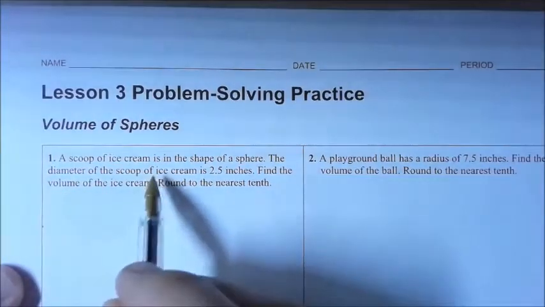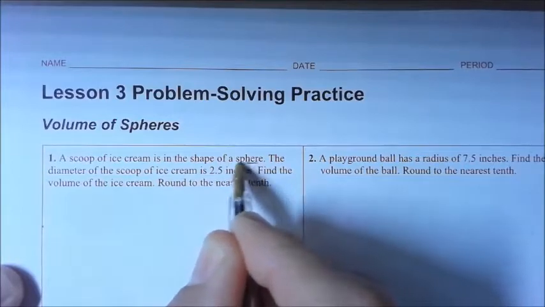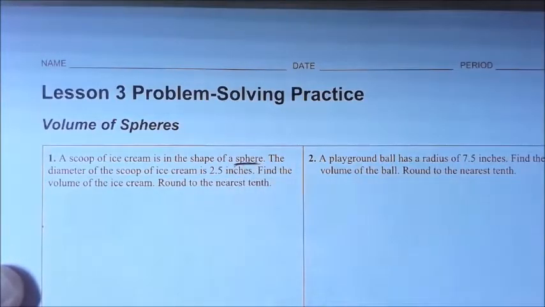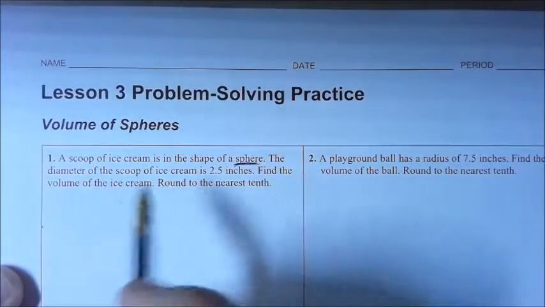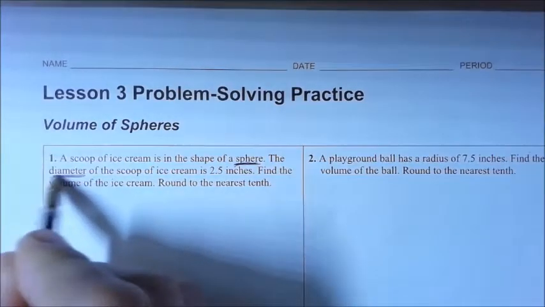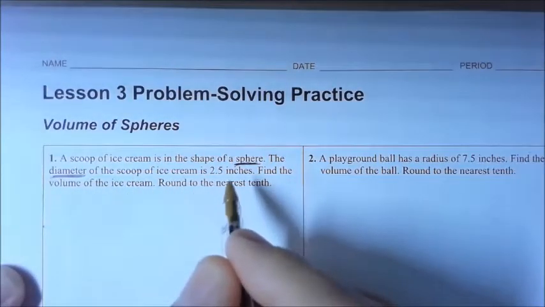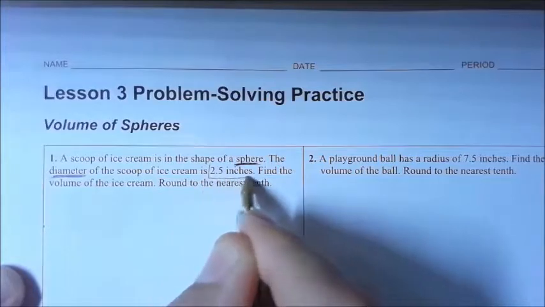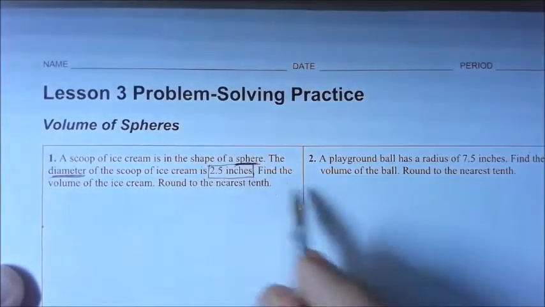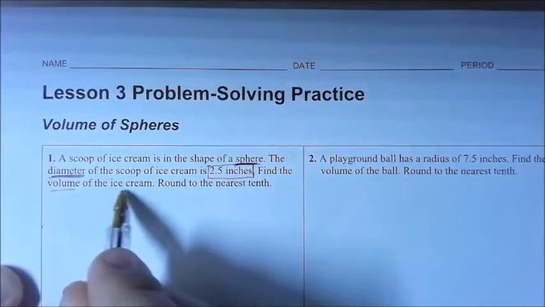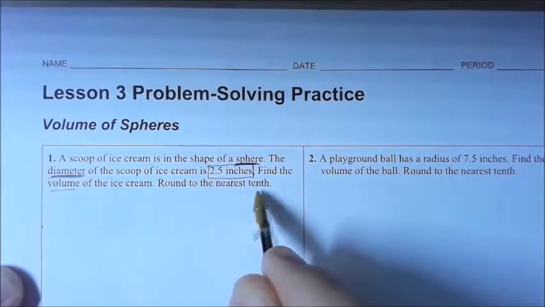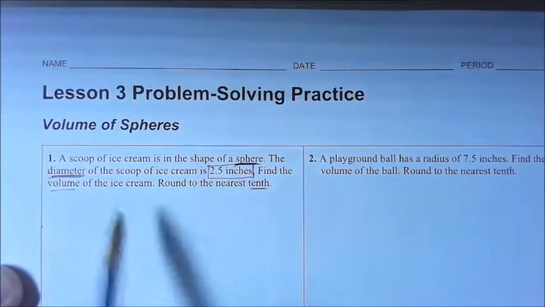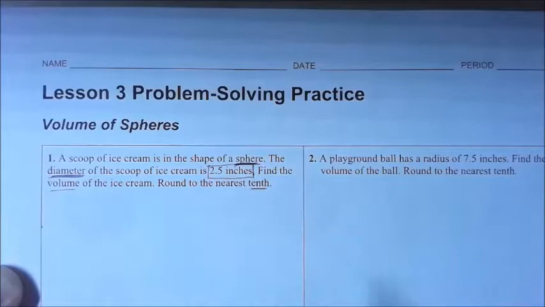A scoop of ice cream is in the shape of a sphere. Underline that because it's a keyword. It tells us what shape we're dealing with. The diameter, underline diameter, that's a keyword, of the scoop of ice cream is 2.5 inches. We're going to box it. Find the volume of the ice cream and round to the nearest tenth. So now that we've got everything underlined and boxed, we're just going to deal with those items.